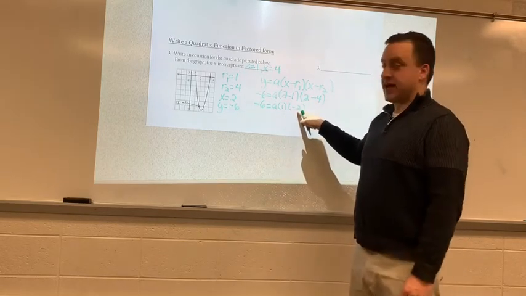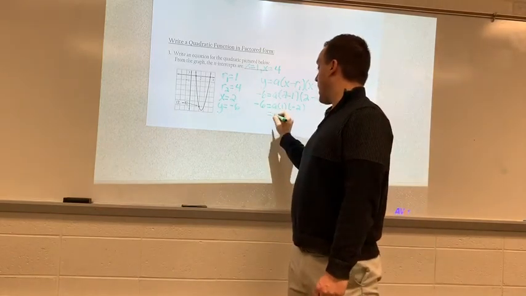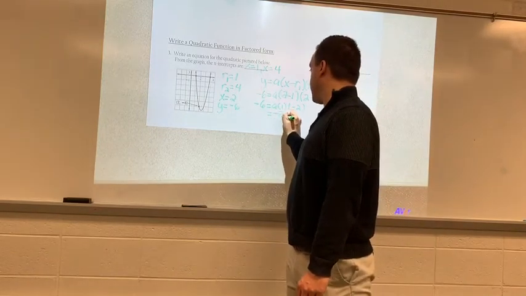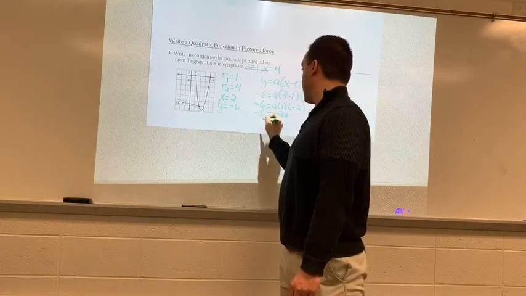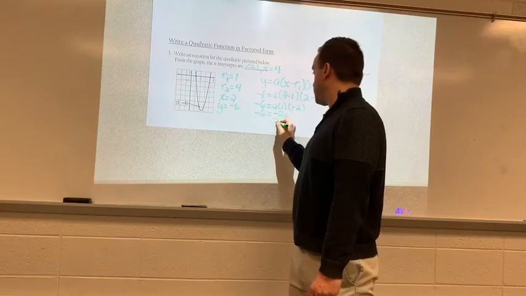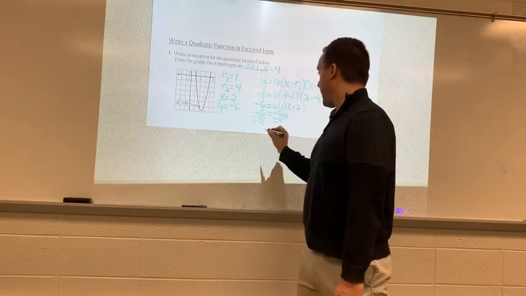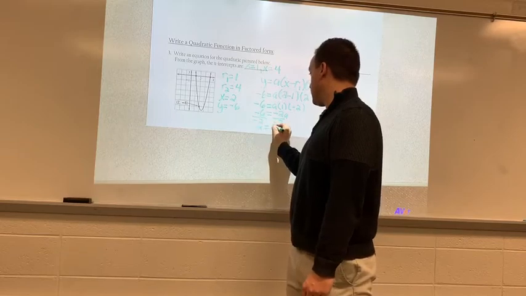Multiplying 1 times -2, I get -2. And then I'm going to bring that out to the front. So on the right side of the equation, I have -2A equals -6. And then to get A by itself, divide by -2, divide by -2, and we get A equals 3.